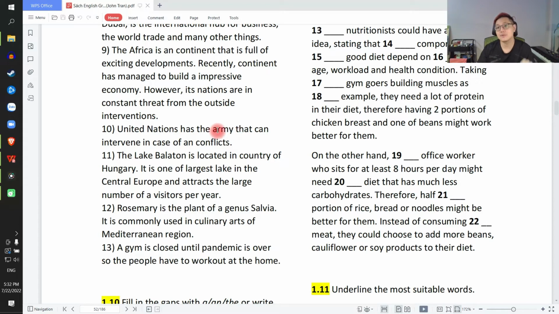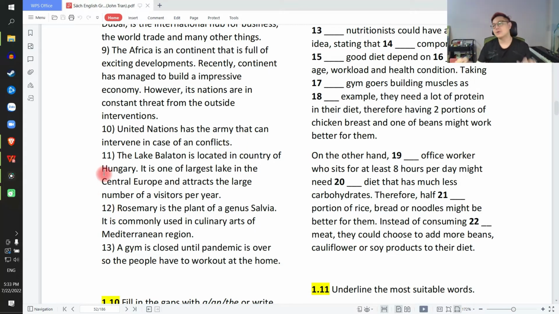Trong trường hợp này A là một nguyên âm, cho nên là an army that can intervene in case of conflicts in general. So no article. Chỗ này là mình muốn nói về những cái xung đột nói chung, cho nên là sẽ không có mạo từ gì hết ở đây. The United Nations has an army that can intervene in case of conflicts. Liên Hợp Quốc có một cái quân đội mà có thể can thiệp trong trường hợp có xung đột. Trường hợp những xung đột nhé.